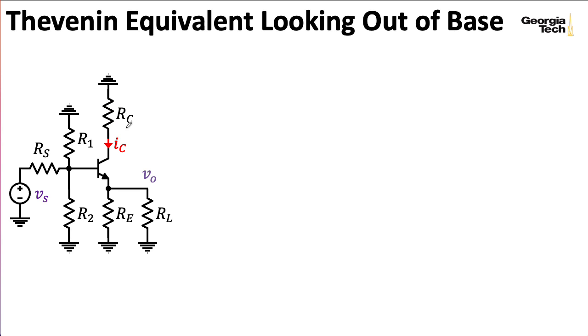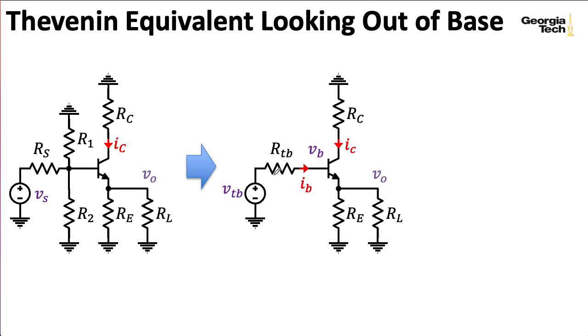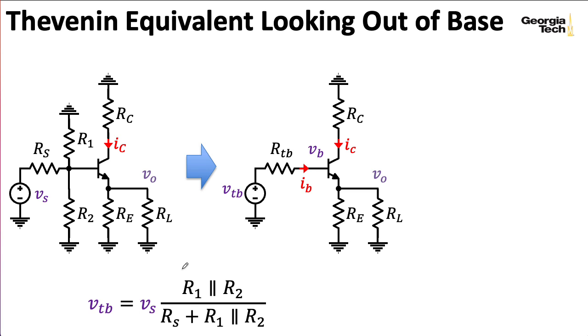slides. All right, so replacing everything to the left of the BJT here with a Thevenin equivalent circuit, we find that VTB is equal to Vs times an expression from a voltage divider. So we have R1 in parallel with R2, and that plus Rs goes in the denominator. And then we have R1 in parallel R2, since that's what we're dividing the voltage over. So this is exactly the same as we saw in the previous lecture.